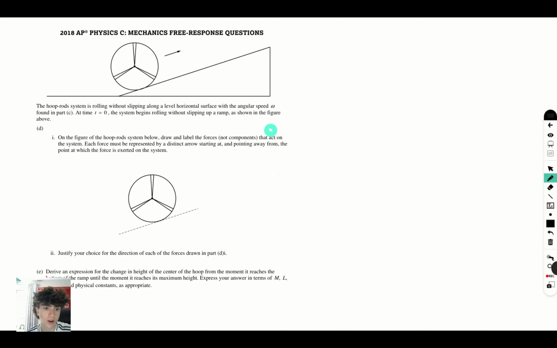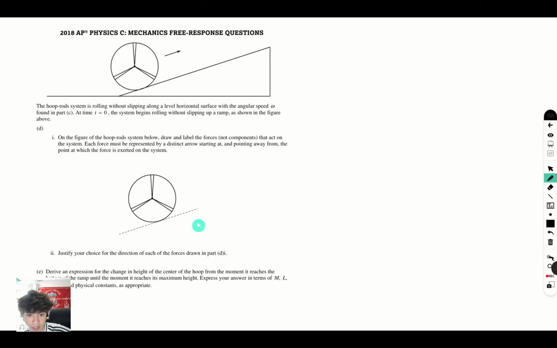The hoop-rod system is rolling without slipping along a level horizontal surface with the angular speed omega found in the previous part. At time t equals 0, the system begins rolling without slipping up a ramp as shown in the figure above. On the figure of the hoop-rod system below, draw and label the forces.